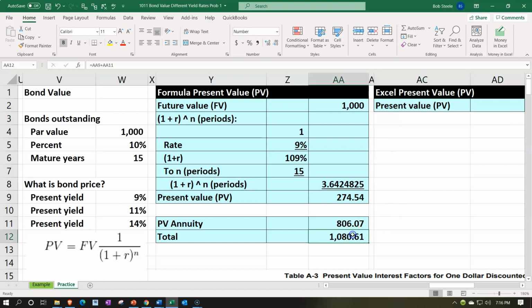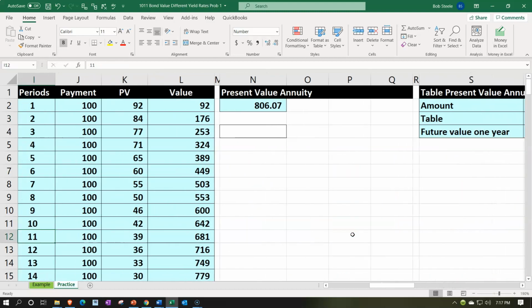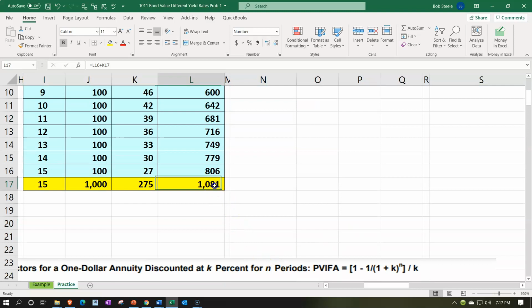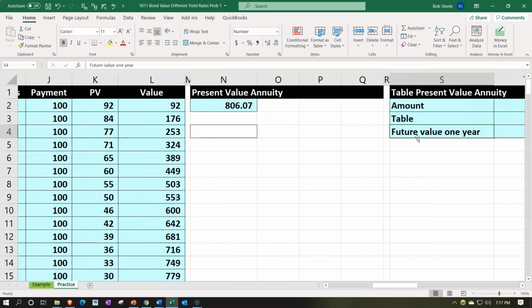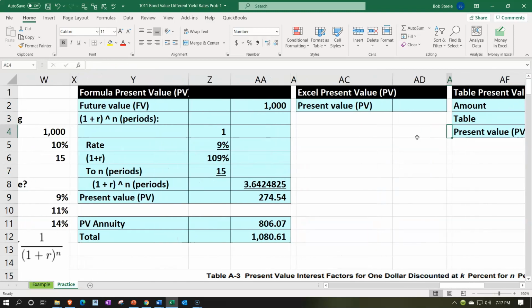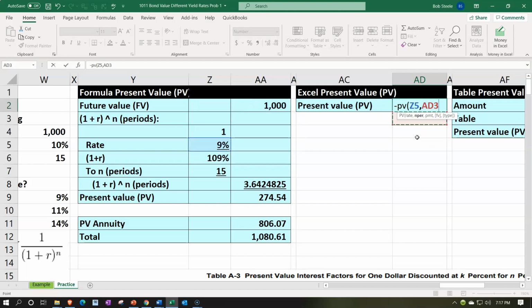Note that this 1,080.61 is similar to what we had over here, 1,080.81, because we tacked on that last 15, which is the present value of 1 calculation. So let's do this again with the trusty present value of 1 calculation: negative present value, shift 9, rate 9%, comma, number of periods 15, and then comma, because it's not an annuity, but payment of 1, future value 1,000. There it is again.